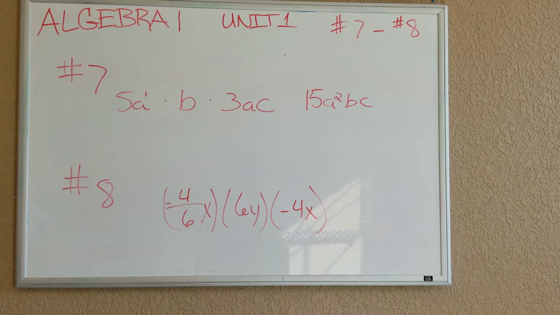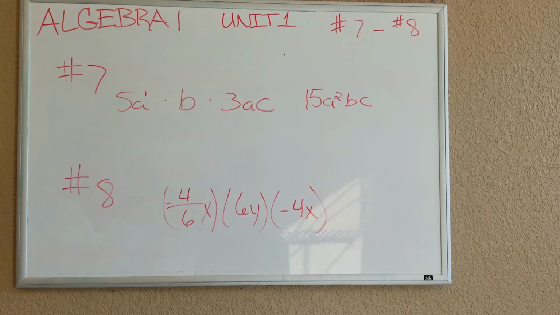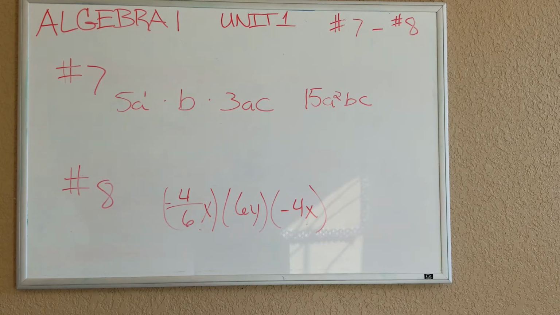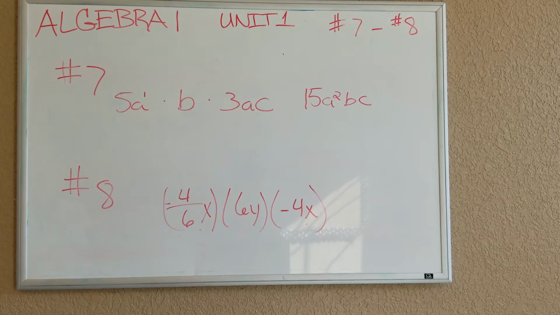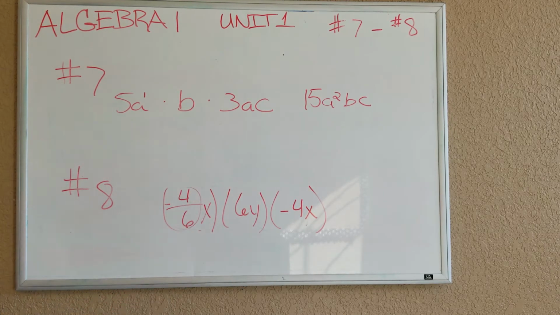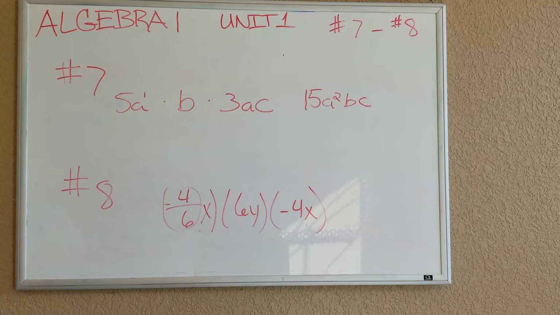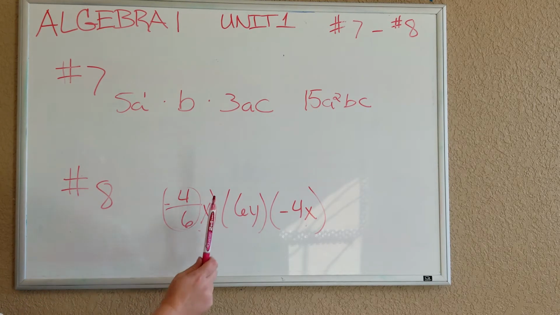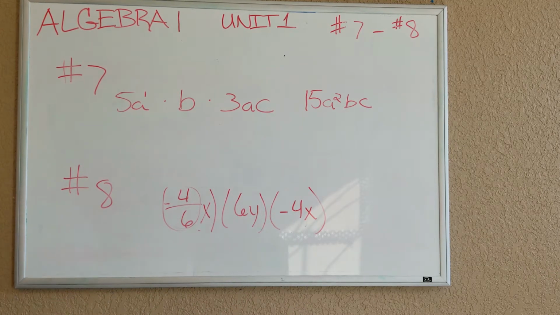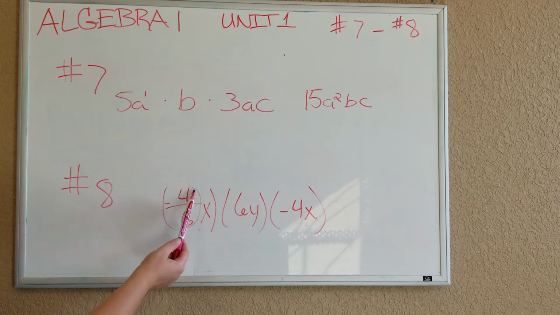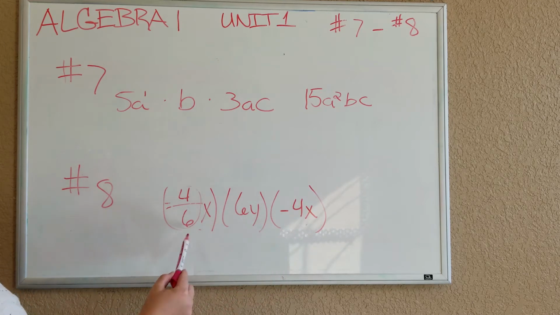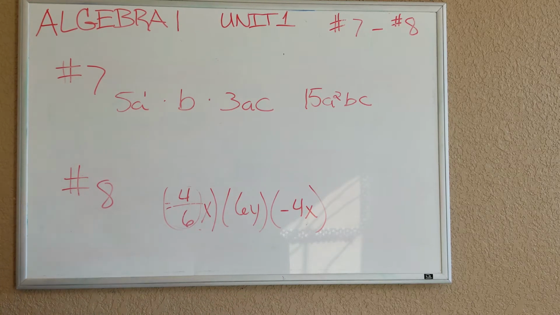On number 8, they ask, simplify and determine the coefficient of negative 4 over 6x times 6y times negative 4x. Now the coefficient is this number, the one that is multiplied to any variable. It's called the coefficient. They want you to simplify. That means they want you to multiply these 3 numbers together and tell them what it'll be at the end. So this is easier than most people think. You just multiply the top number, which is negative 4, times 6 times this negative 4, and then divide it all by this 6 right here.